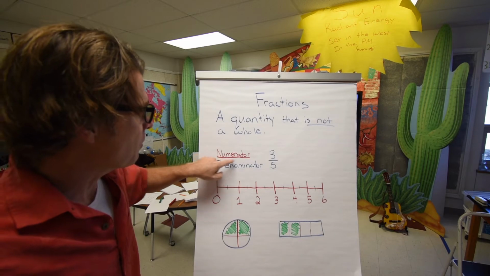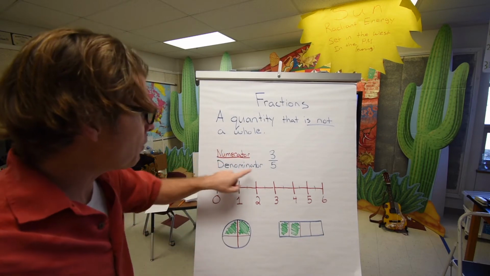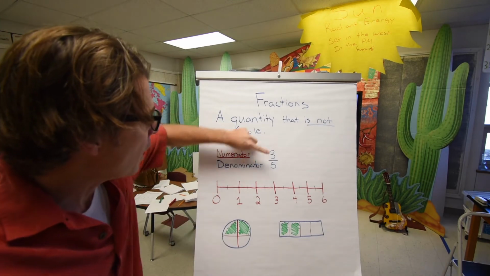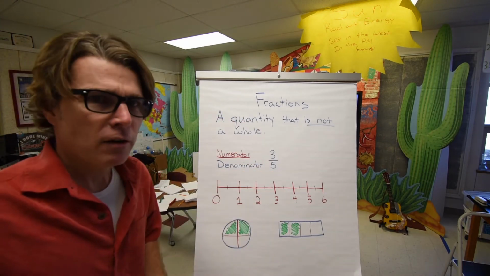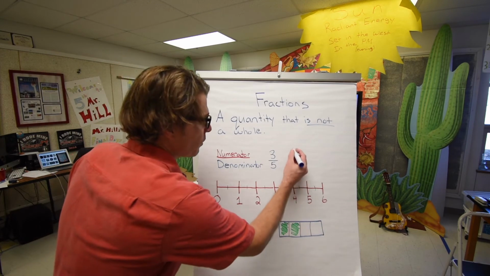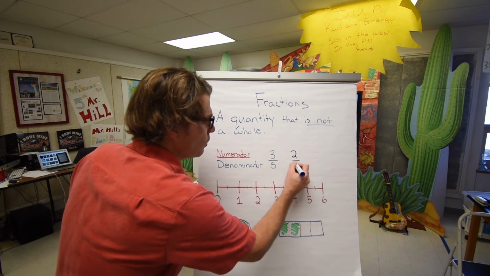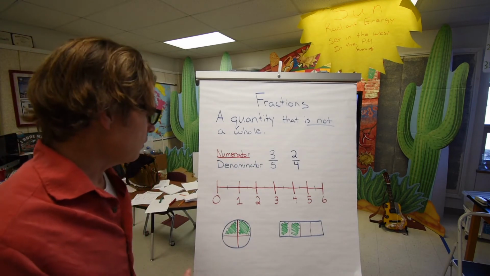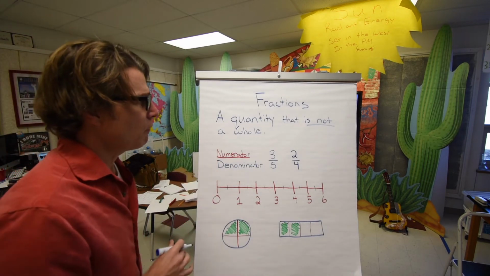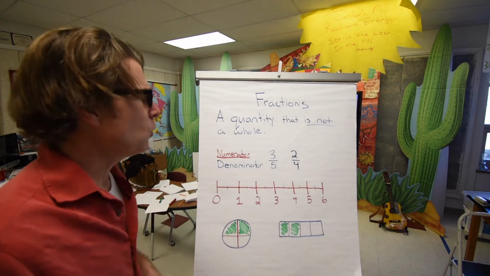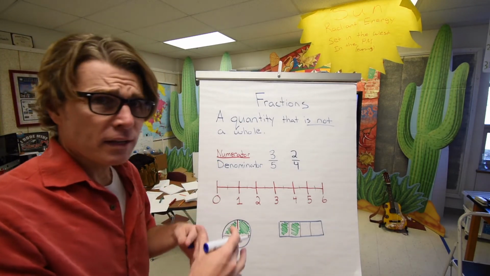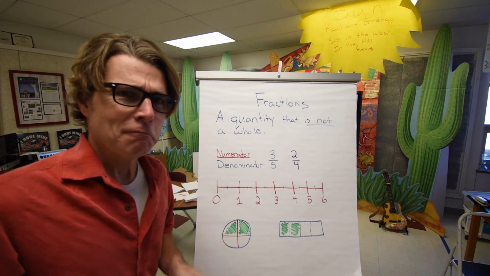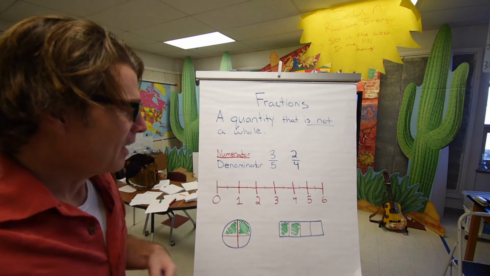The top number is going to be the numerator and the bottom number will become the denominator. So if we have 3/5, our numerator is 3, our denominator is 5. We could also do the same thing if we have 2/4. Our numerator is 2, our denominator is 4. So once again, a fraction is a quantity, it's a value that is not a whole, it is part of a whole. So let's take a look at how a fraction can be represented in mathematics.